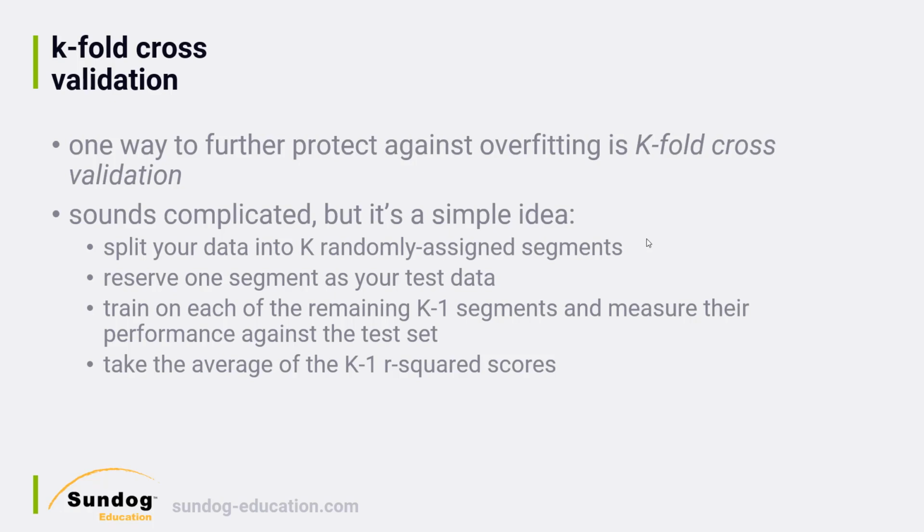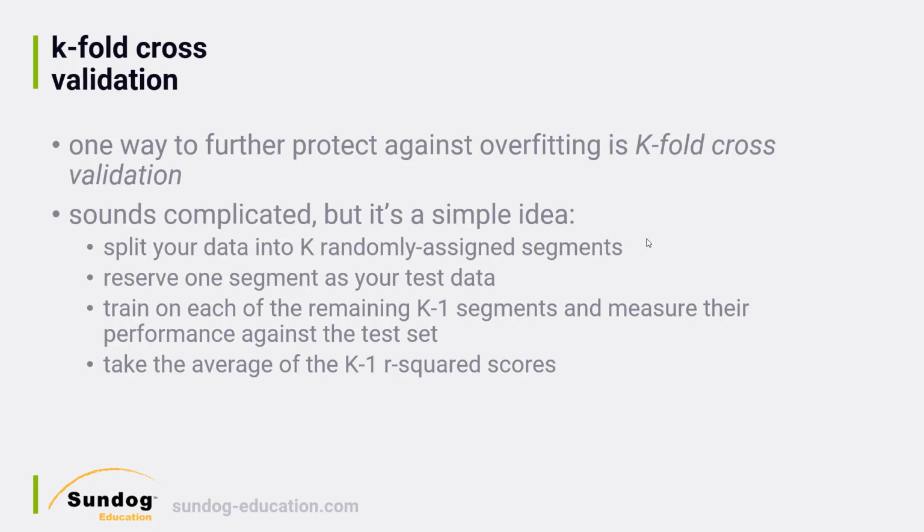To further protect against overfitting, we can split our data not just into one training set and one test set, but into k randomly assigned segments, where k is some number. For example, 5-fold cross-validation might split our data into 5 different data sets. One of those segments would be held aside as our testing data set, but then we would train our model independently on each of the other 4. So in the remaining k-1 segments, we'll train our model each time on each one of those segments and measure its performance against the test set.